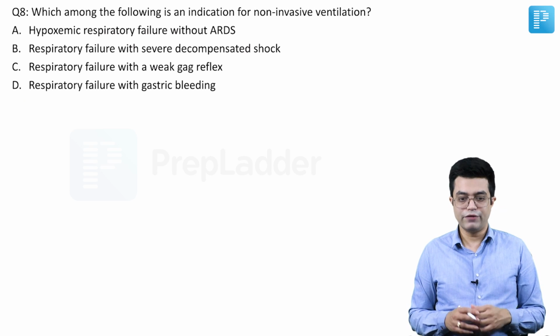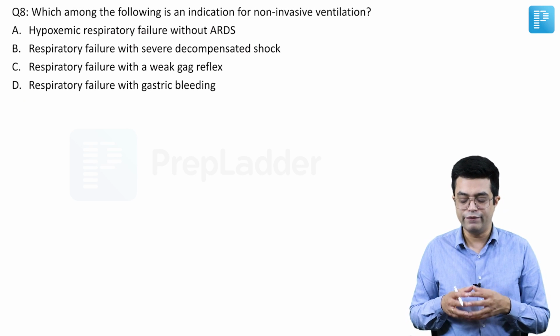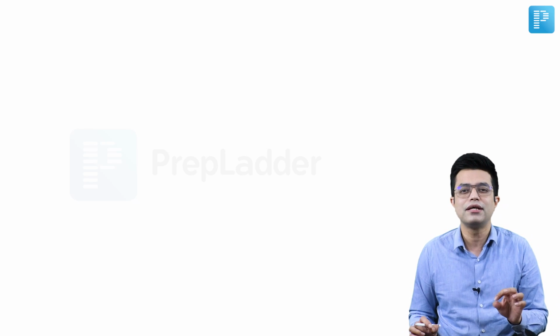Now coming to question number 8. Which among the following is an indication for non-invasive ventilation? Now the indications and contraindications which I am going to discuss here have been referenced from multiple sources, but majorly from the Indian Academy of Pediatrics series related to pediatric critical care. Non-invasive ventilation means you are not using an invasive artificial airway. If ventilation is provided through an endotracheal tube or tracheostomy, that is invasive ventilation. Anything other than that, ventilation being provided is non-invasive ventilation, NIV.